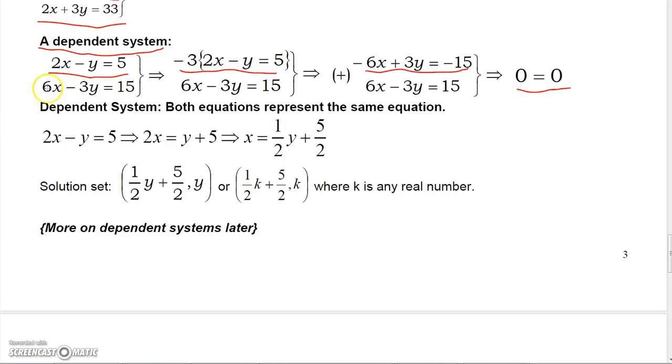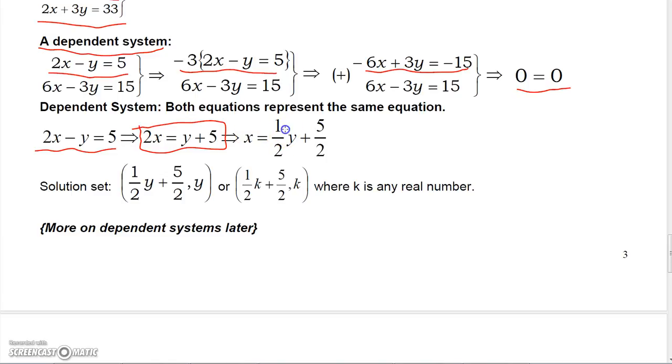Well, what it means is when you have only two equations and two variables, that means that those two equations represent the same line or the same equation. So I'm going to take the first equation and I'm going to solve it for x in terms of y. So if I solve for x in terms of y, I get 2x equals y plus 5. And if I divide everything by 2, I get x equals 1/2 y plus 5/2.